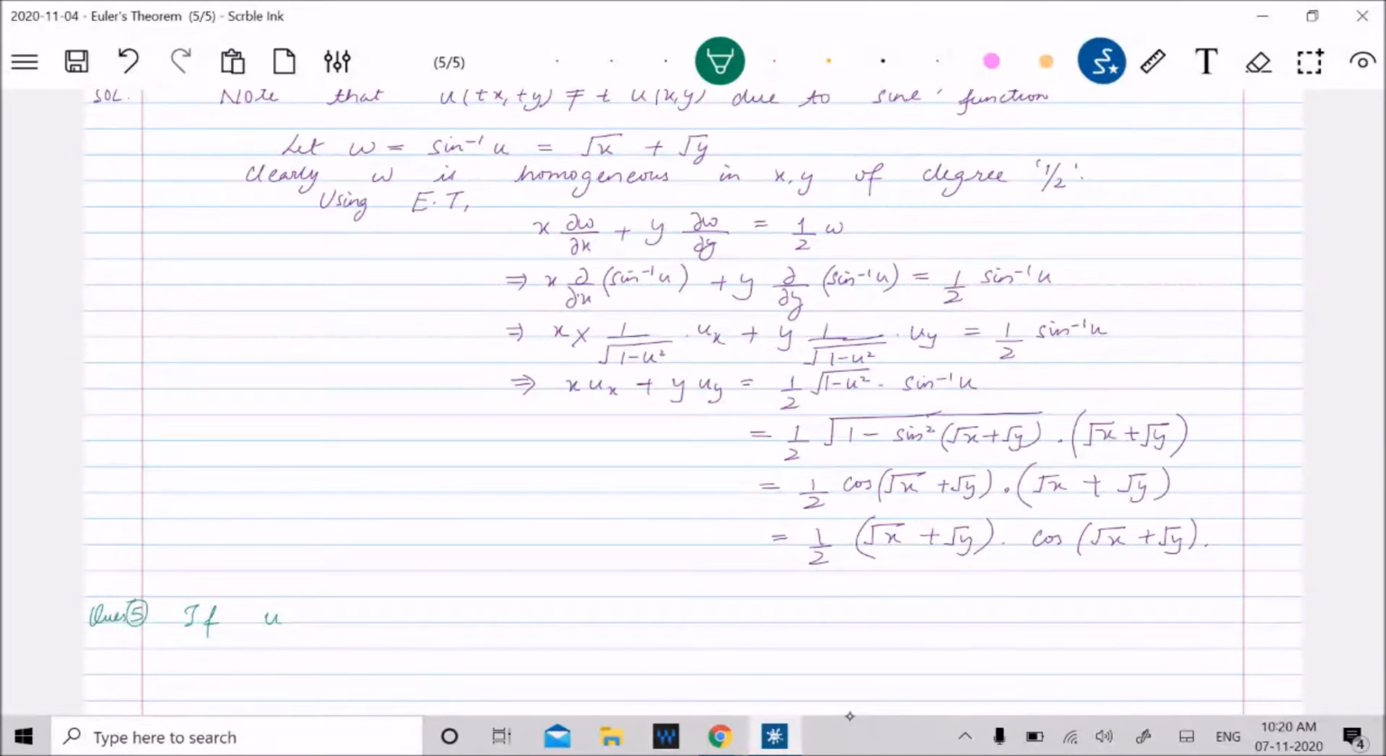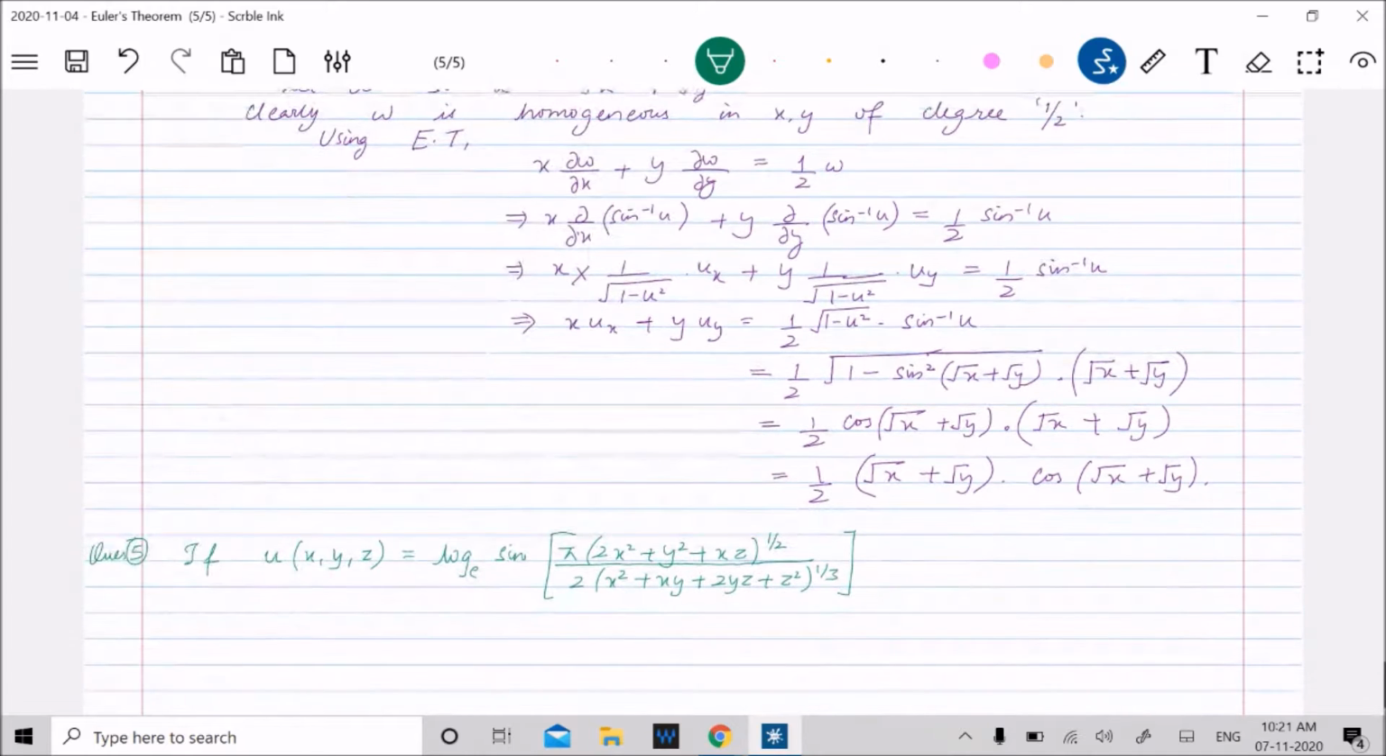U, and this time u is a function of 3 variables actually, x, y, and z, and you have log e, and then sine, and then pi 2 x square plus y square plus xz whole to the power half divided by 2 x square plus xy plus yz plus z square whole to the power 1 by 3, and this is actually the angle of sine, right?